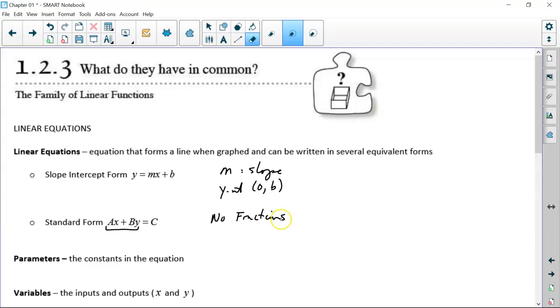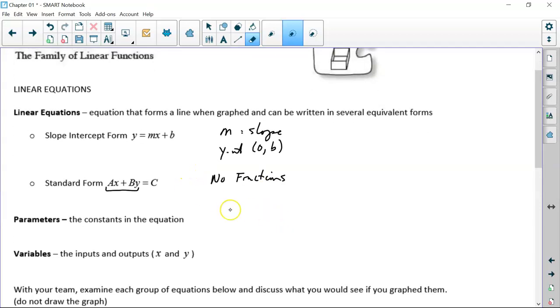When we talk about parameters, those are the constants in the equation. So if we have an equation like 2x plus 3y equals 5, our parameters would be the 2 and the 3. Our variables would be the x and the y, because they change.